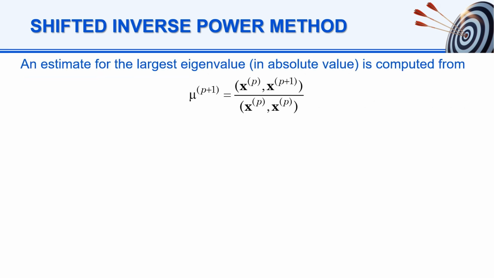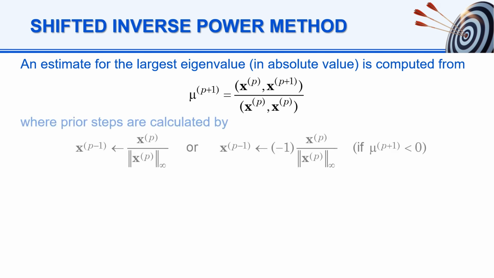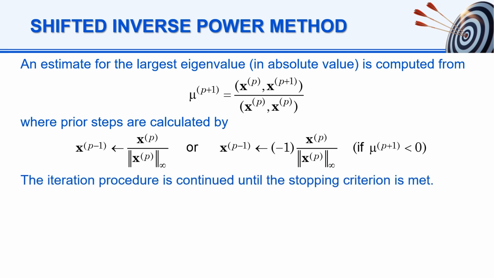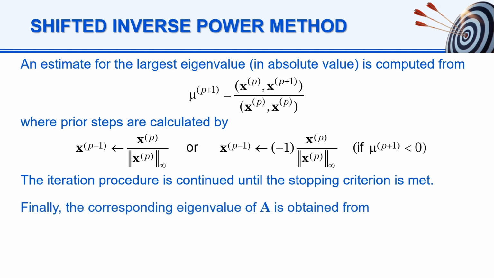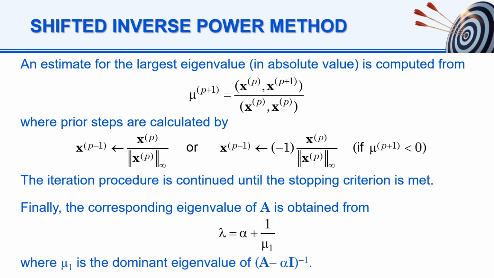A new estimate for the largest eigenvalue, in absolute value, is computed from the following, where prior steps' eigenvector estimates are calculated by the following. The iteration procedure is continued until the stopping criterion is met. Finally, the corresponding eigenvalue of matrix A is obtained from the following, where mu 1 is the dominant eigenvalue of the inverse of matrix A minus alpha times I.